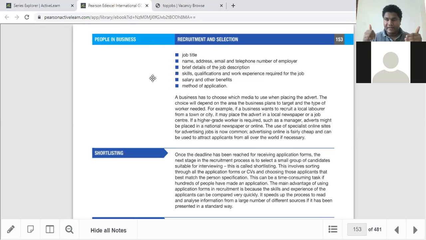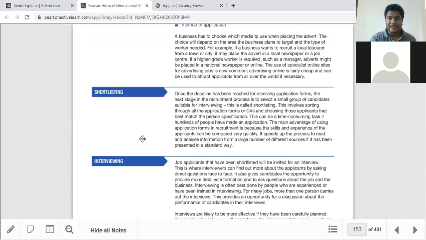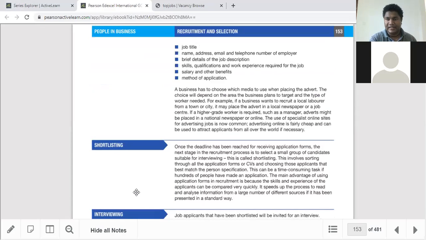In the next lesson I'm going to do shortlisting and other things, also the interview process, and everything I'm going to discuss in that session.